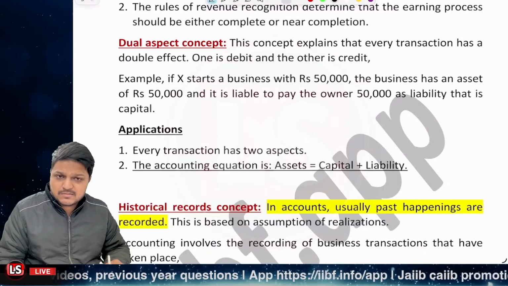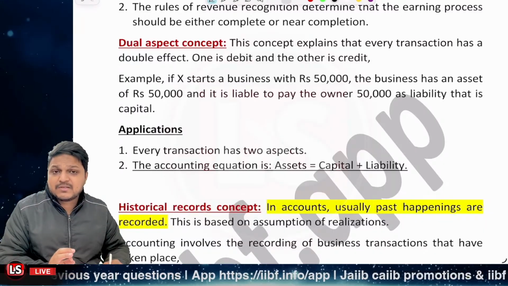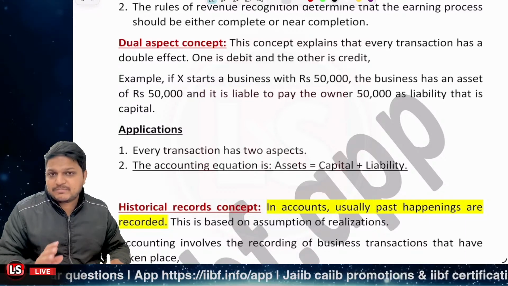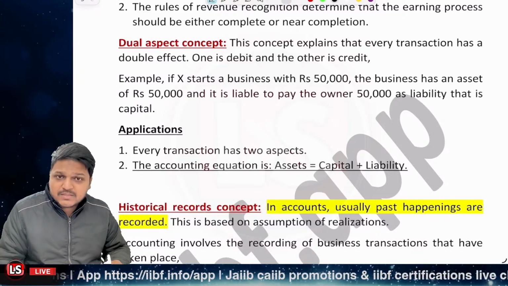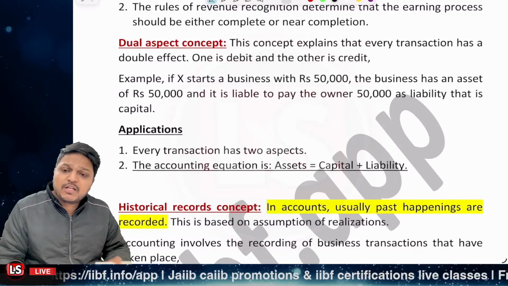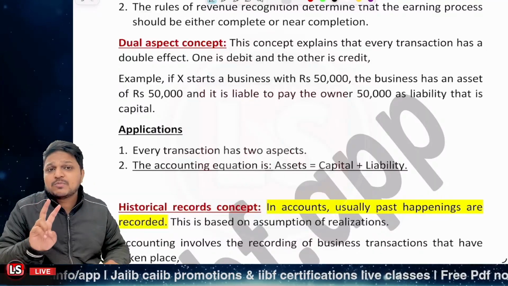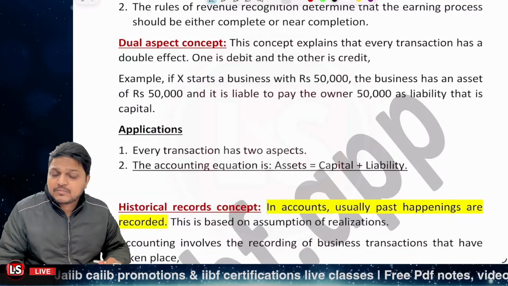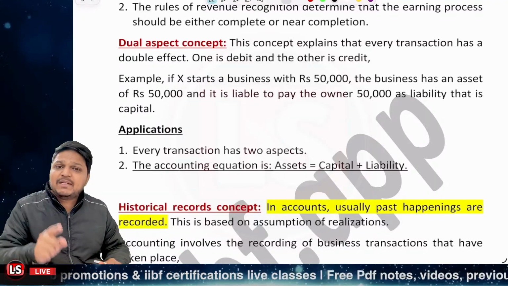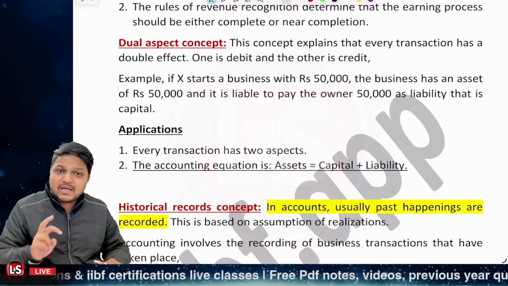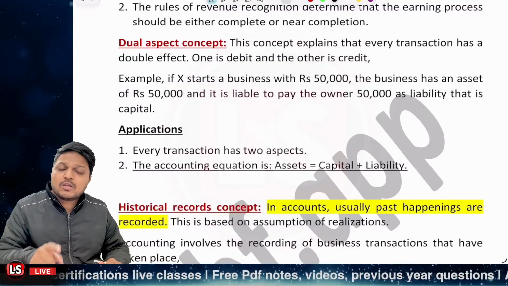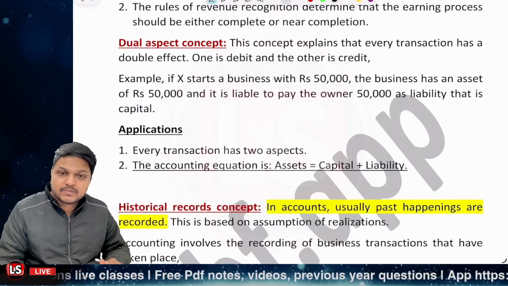Let's take the case that person X started the business with rupees 50,000. Now two accounts will be involved. One would be related to the capital account, and the other would be related to the cash account or the bank account, right?